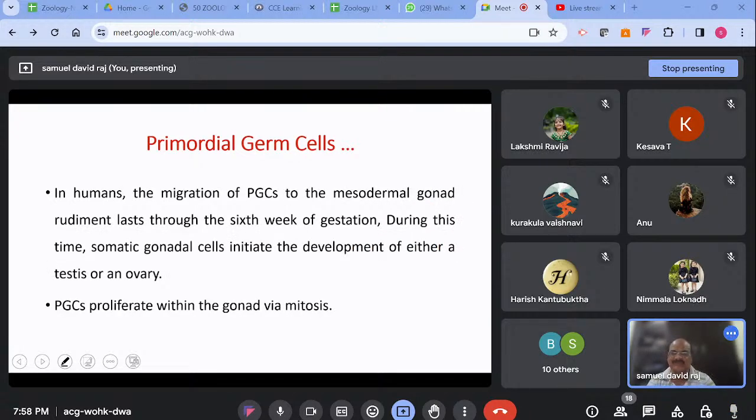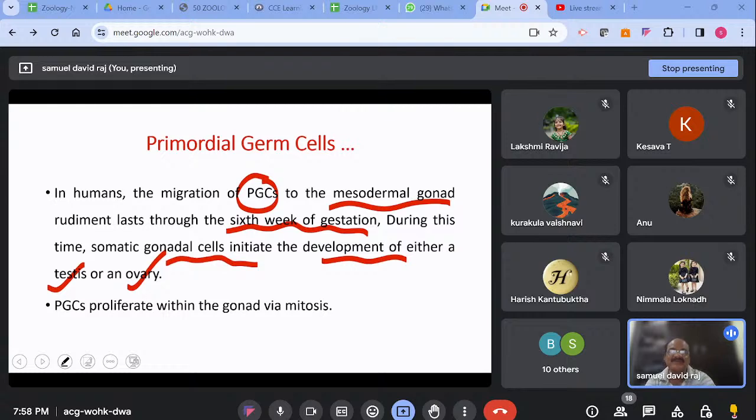And coming to humans. In humans, the migration of primordial germ cells to the mesodermal gonad rudiment takes place up to the sixth week of embryonic development inside the womb of the mother, which we call gestation. During this time, somatic gonadal cells initiate the development of either a testis or an ovary. Why are we calling them somatic gonadal cells? Because the gonad rudiment is yet undifferentiated, and from there it can develop either into a testis or into an ovary.